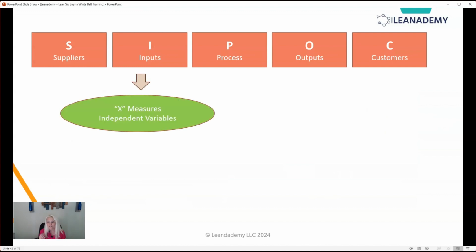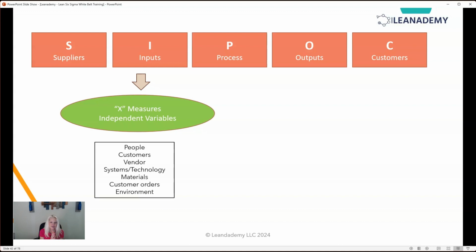So when we start to talk about the Six Sigma equation, this is where we're starting to get into that. We look at the inputs, right? So the inputs are the measures, or the X's, or independent variables into the process. So this would be people, customers, a vendor, systems, technology, materials, customer orders, and environments.